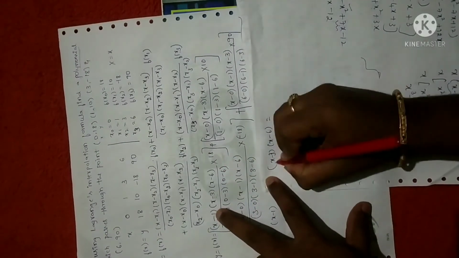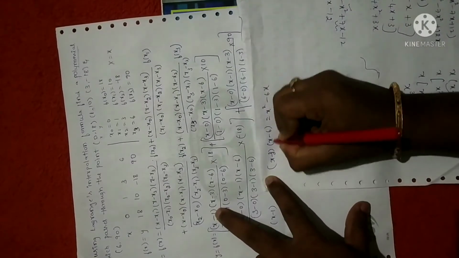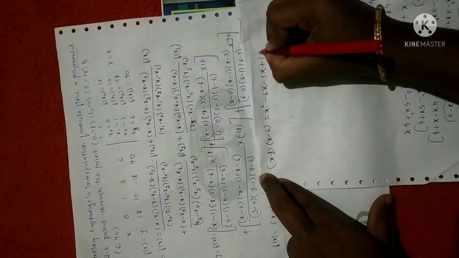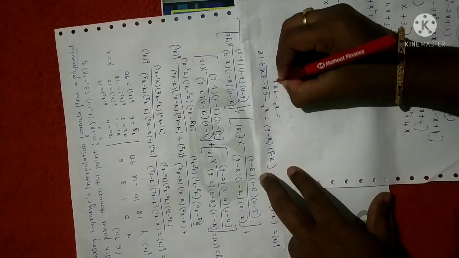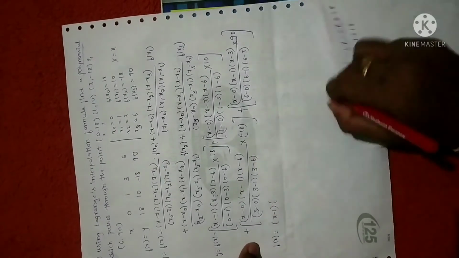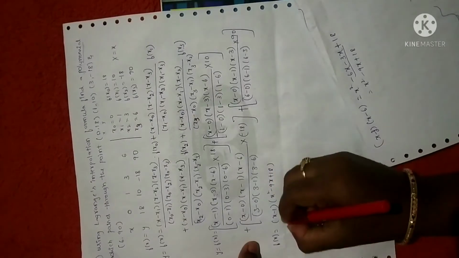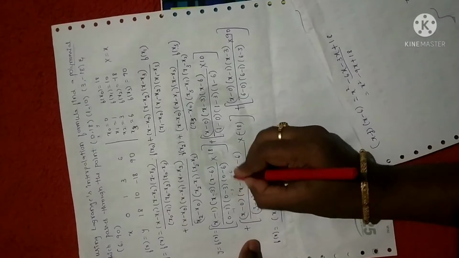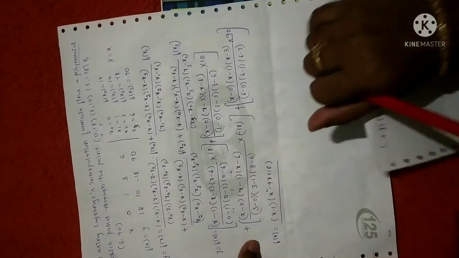So let me multiply. X into x is x square, minus x into 6 is minus 6x, minus 3 into x is minus 3x, minus into minus is plus, 3 sixes are 18. So x square, minus 6 minus 3 is minus 9x, plus 18. So I'll just write here x square minus 9x plus 18 divided by, see here, minus 1, minus 3, minus 6. Minus into minus is plus, plus into minus is minus, 3 sixes are 18, so 12.